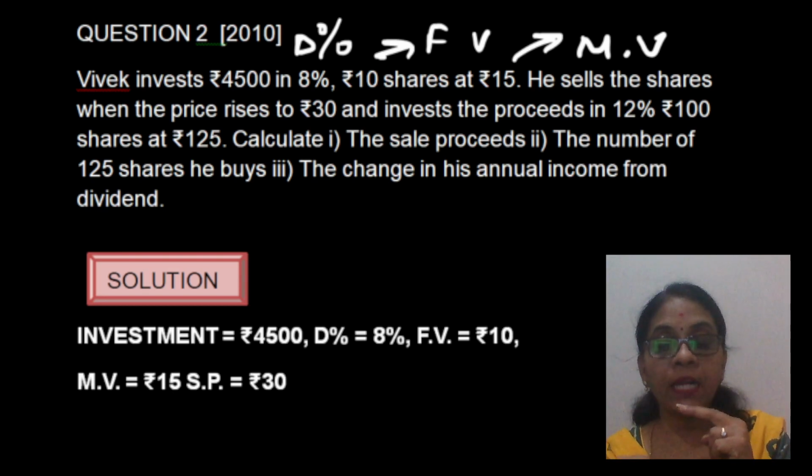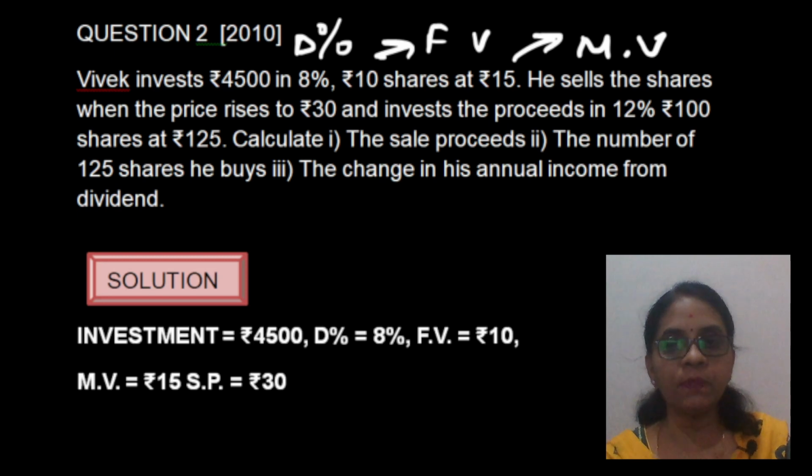Please understand that there is a difference between the selling price and the market value. So suppose between you and me, I am Vivek and you are the other person. If I am Vivek, I am investing 4,500 in 8% rupees 10 shares at rupees 15. This is in one company X. Now, after a year or two, I am selling away my shares to someone, right? The price at which I sell the shares will be my selling price.